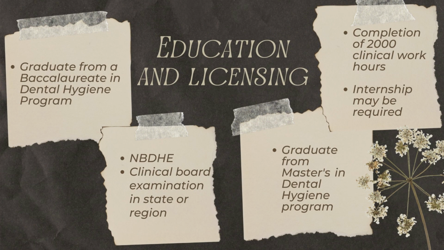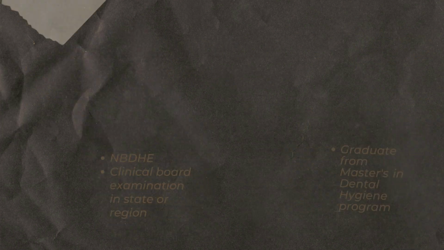So, how to become an ADHP? For education and licensing purposes, you must graduate with a bachelor's degree in dental hygiene. You must also pass the MBDHE and the clinical board examination for the state or region that you plan on practicing in. You must also return to school and graduate from a master's degree program in dental hygiene. You must complete 2,000 clinical work hours, and for some programs, an internship may be required.